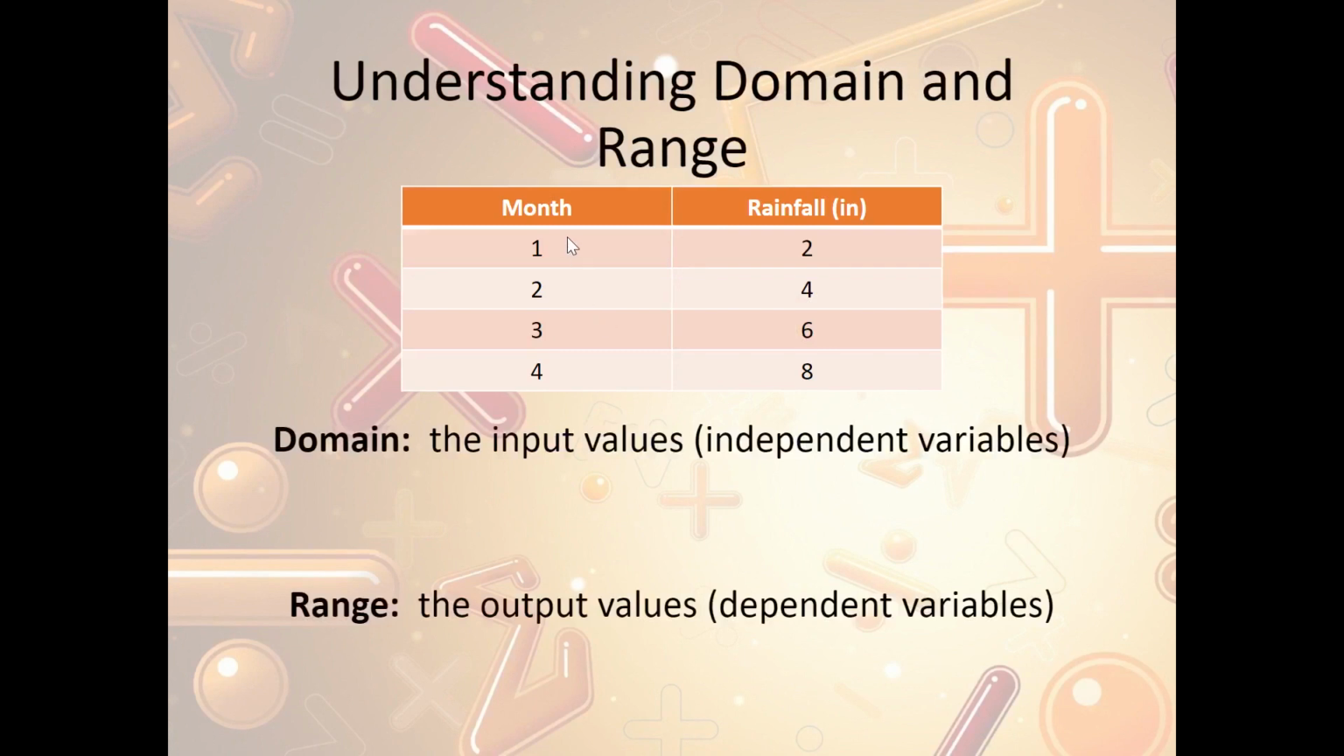So, in looking at this, we're given a table here, and we're supposed to pick out the range and the domain of each of these. So first we'll do the domain, the input values. Well, our input values in this case is the month, so we're just going to list the values that apply. Well, we can see that the values are 1, 2, 3, and 4. So that is our domain, 1, 2, 3, and 4.